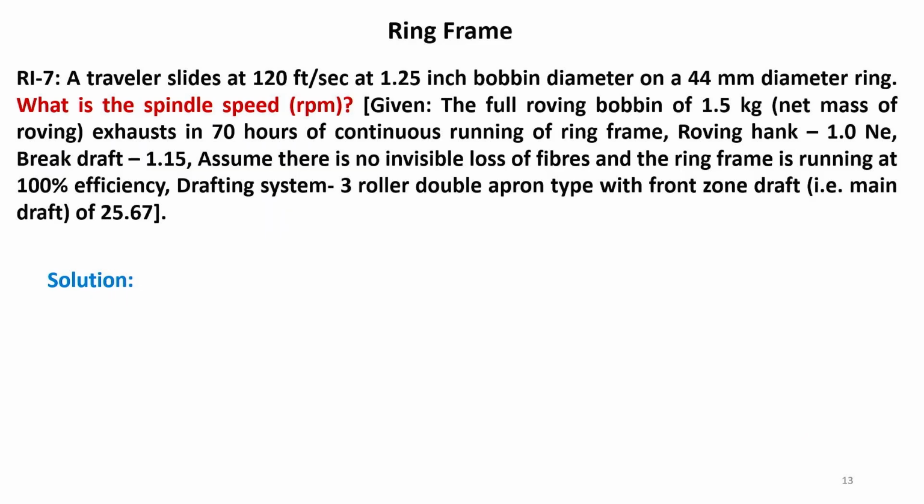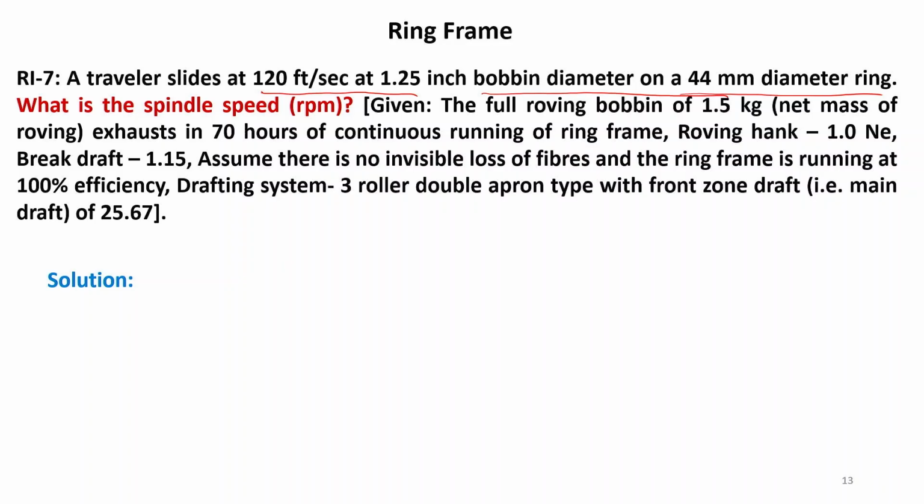Next numerical. A traveler slides at 120 feet per second speed at 1.25 inch bobbin diameter on a 40 millimeter ring diameter. So, bobbin diameter is given in inch, ring diameter is in millimeter. What is the spindle RPM?